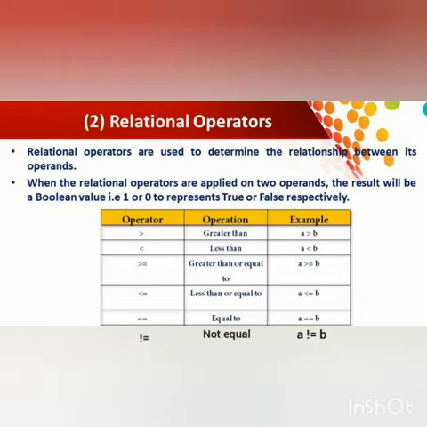In C++ we have 6 different types of relational operators. Just look at the table. Operators: greater than, lesser than, greater than or equal to, lesser than or equal to, double equal to and not equal to. For example, A value as 10 and B value as 5. Relational operators are used to compare the two values of variables and return the value as 1 or 0, that is true or false.